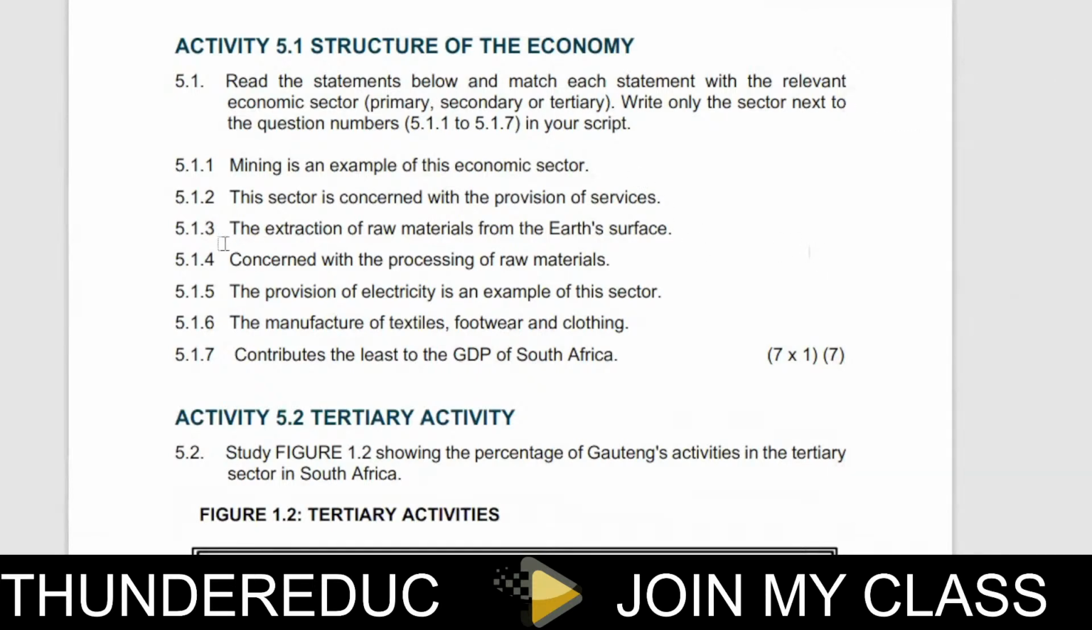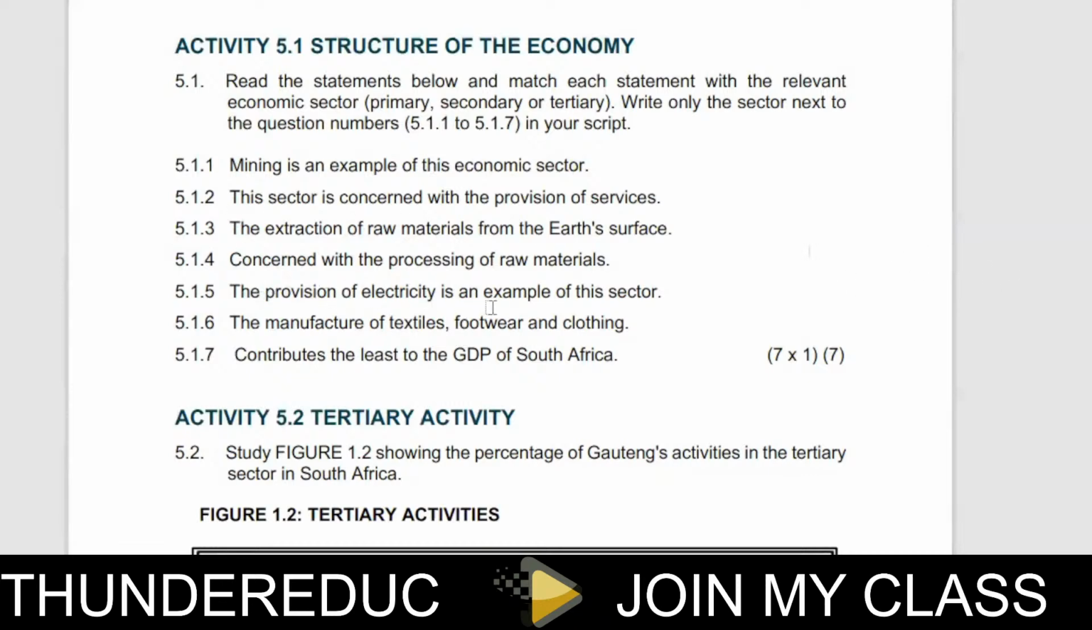Okay. Then we proceed. The sector concerned with the provision of a service is which sector? You see, questions are not so difficult and you can answer them. Of course, that is a tertiary sector. The extraction of raw material from the earth's surface, which sector is that one? It is also a primary sector. Concerned with the processing of raw material, processing. The moment they talk about processing of raw material, automatically that is secondary sector.